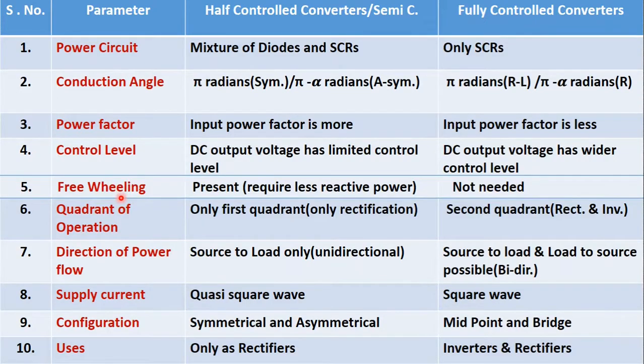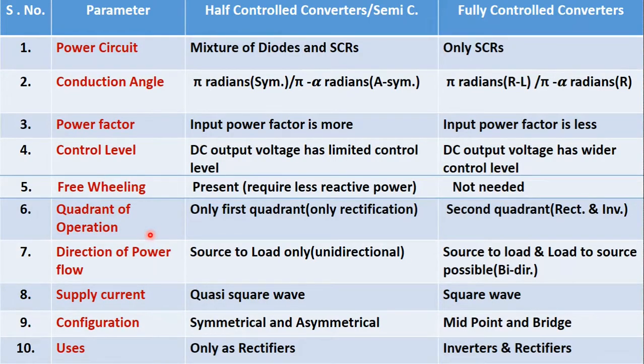Fifth one is freewheeling. Freewheeling diode is used in the half controlled converter or semi-converter. Because of this freewheeling action, this converter requires very little reactive power. Therefore, in this type of converter, the input power factor is improved. And in the fully controlled converter, a freewheeling diode is not required. Therefore, freewheeling action is not seen as it is not present in the circuit.